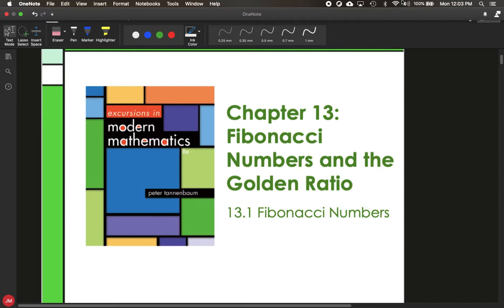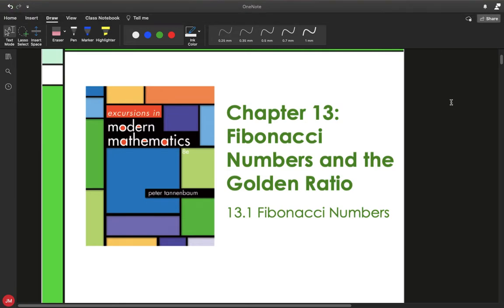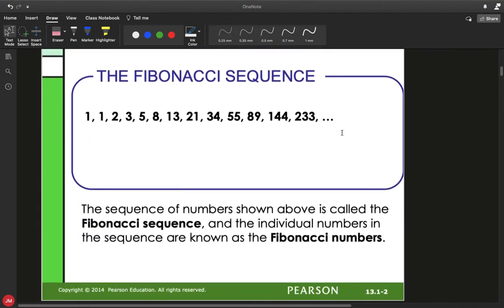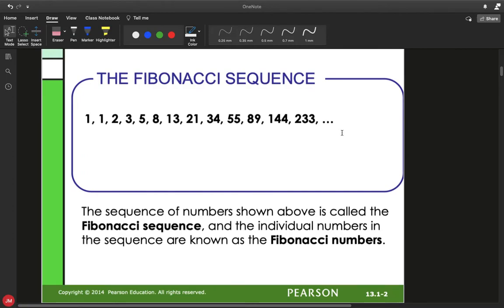And in fact, we just did that intro activity where you got to see some of the cool stuff that already happens with the Fibonacci numbers. Now we're going to get a little bit more into the math part of how they work. So to begin with, the Fibonacci sequence, as we saw, is this sequence right here. You've got 1, 1, 2, 3, 5, 8, and so on. It is what's known as the Fibonacci sequence. The individual numbers that are in the sequence are what are known as the Fibonacci numbers.